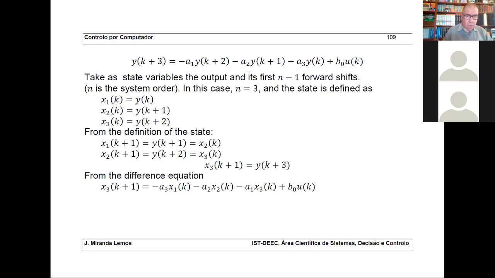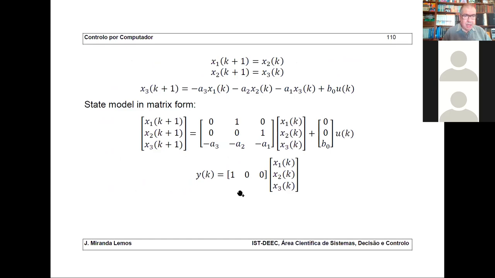So let's recall what is the procedure. If you have a system of order n, you take as state variables the output and its first n minus 1 shifts. Then for the first n minus 1 variables, you just apply this definition. And for the last variable, you apply the difference equation. So we have as equations, this one here, and this last one here. Let's write it again, okay? So you can write this in matrix form. If you write these equations in matrix form, you collect x1 of k plus 1, x2 of k plus 1, and x3 of k plus 1 in a vector, that's the state vector. Then you go 0 times x1, plus 1 times x2, plus 0 times x3, plus 0 times u of k, okay? And so on. So this is nothing more than a matrix representation.